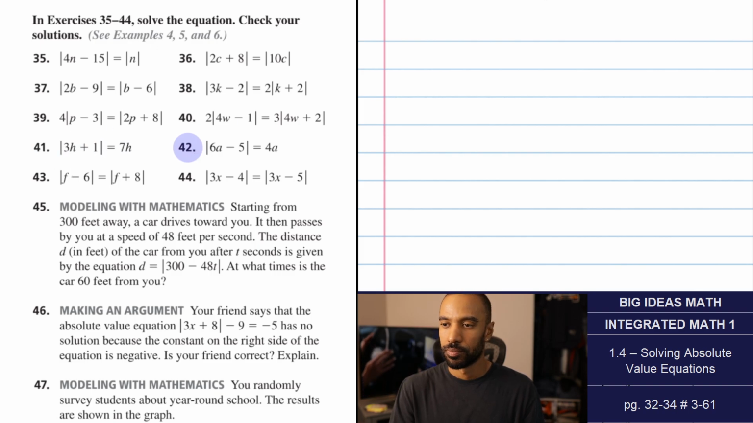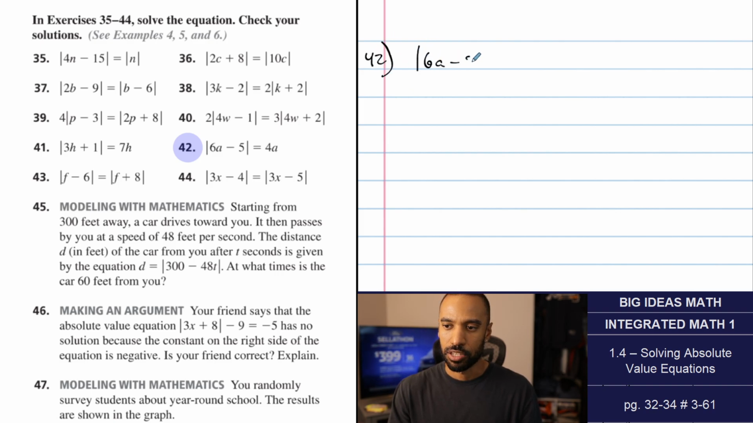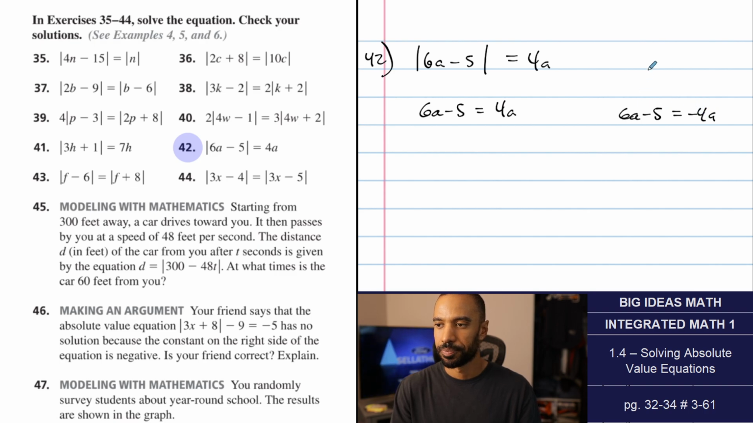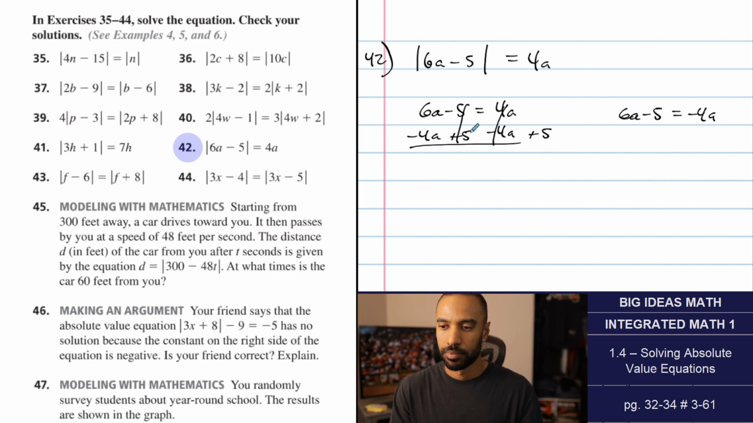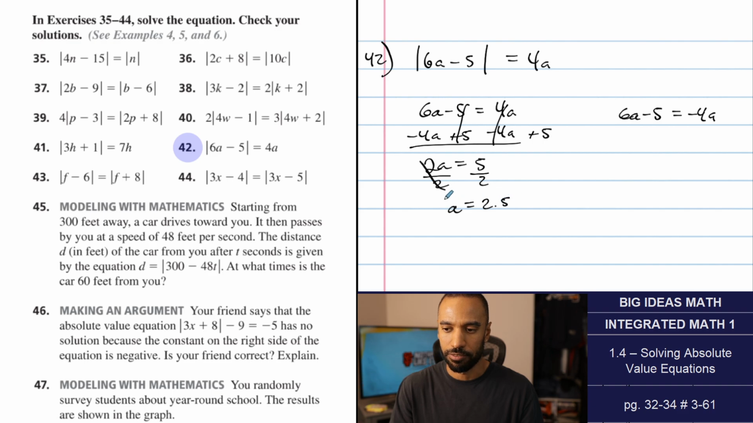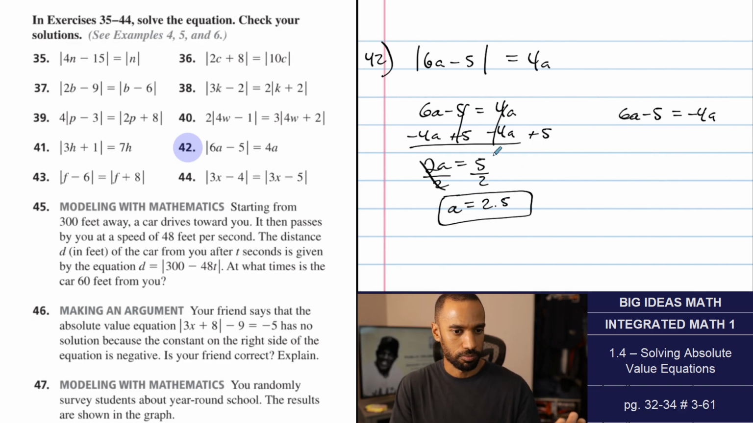Number 42, we have absolute value of 6a minus 5 equals 4a. Same stitch as before, absolute values by itself, so we're either setting it equal to positive or negative 4a, like so. If I subtract 4a here, I keep my a terms positive. That means add 5 over. And we'll get 2a equals 5. And when you divide both sides by 2, you get 5 halves, or 2.5. Should be no problem with that answer. We should feel fine on it.